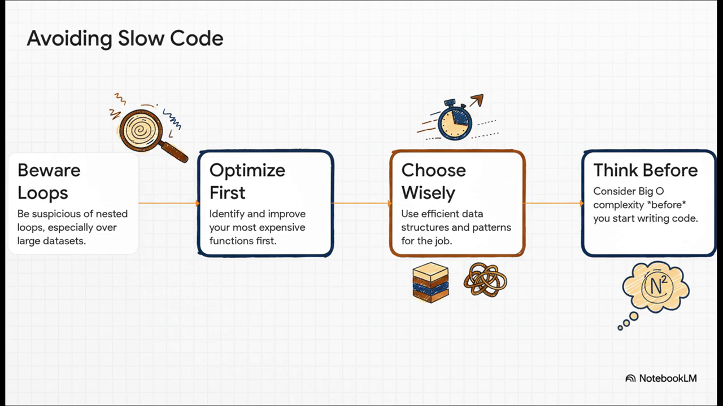So, how do you avoid becoming the next Mr. Smith? Well, here's your guide. First, be super suspicious of nested loops, especially with big sets of data. Second, find out where your code is spending most of its time and focus your energy there first. Third, use smart data structures. And finally, the biggest lesson of all, think about Big O before you even start writing the code.